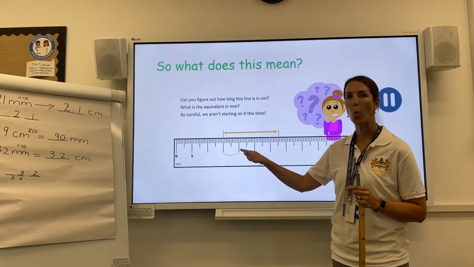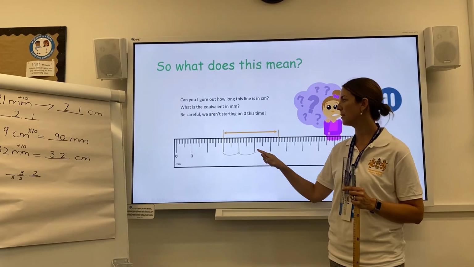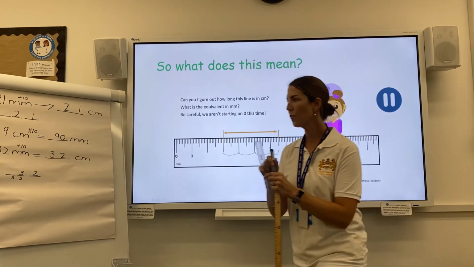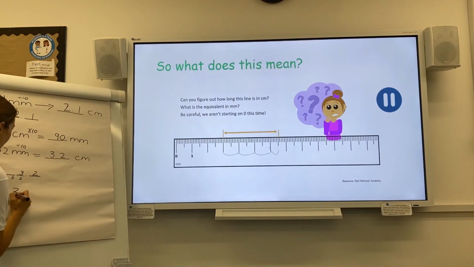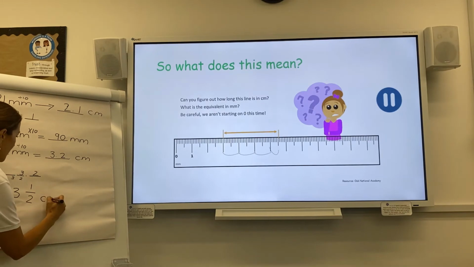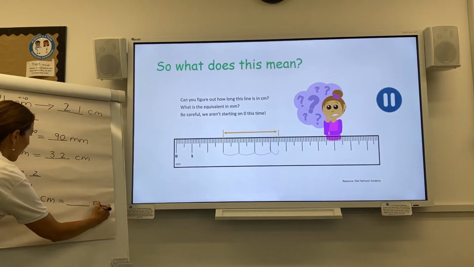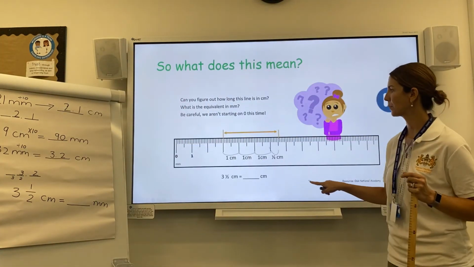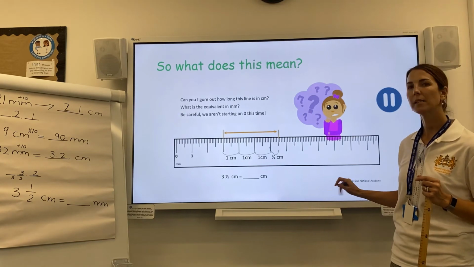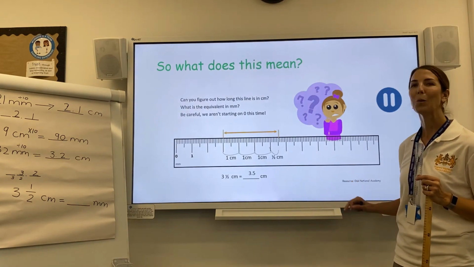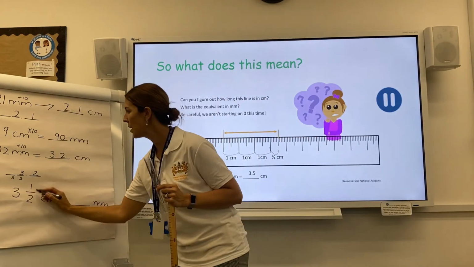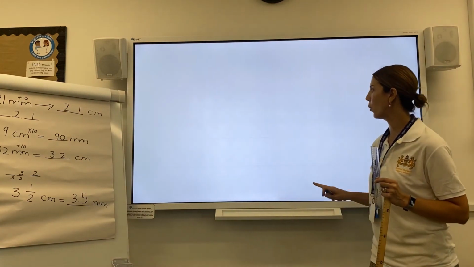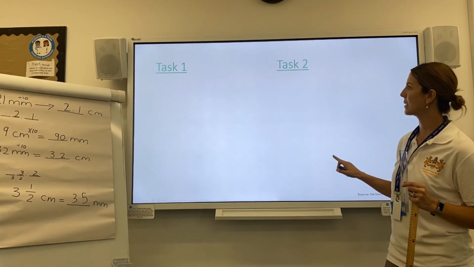So that one is 1 centimeter. That is another centimeter. 3 centimeters, 3.5. So if I had to write 3.5 centimeter, what would that look like as a millimeter? So 3.5 centimeters, have a go. Well done. Half shows the 0.5 that we were just talking about, 35 millimeters.